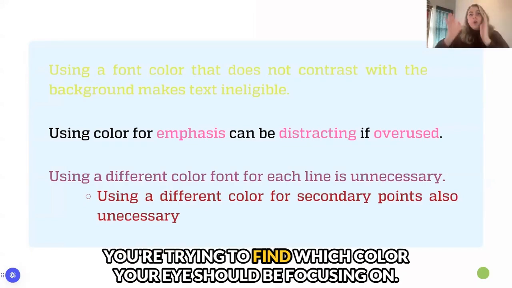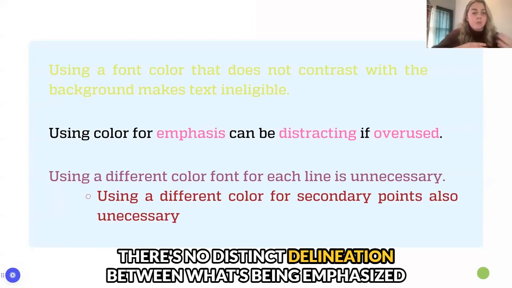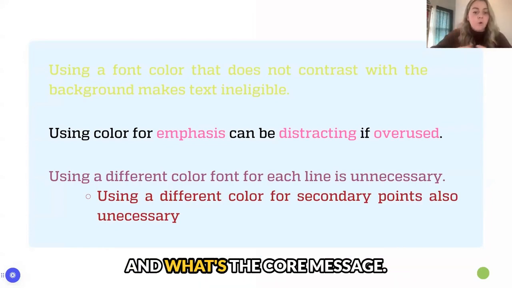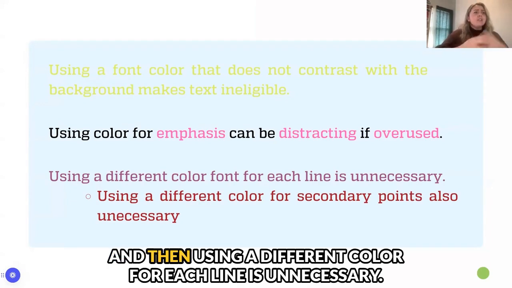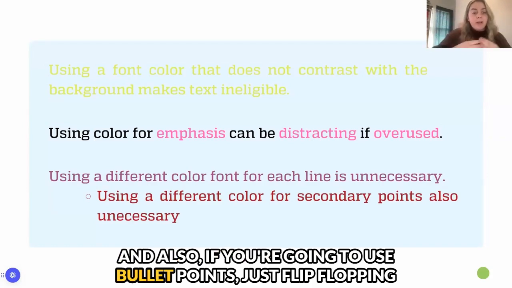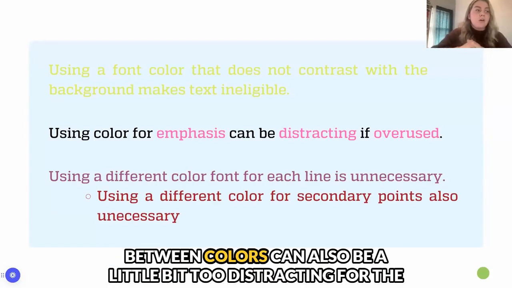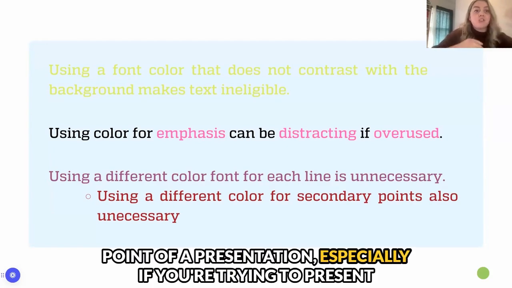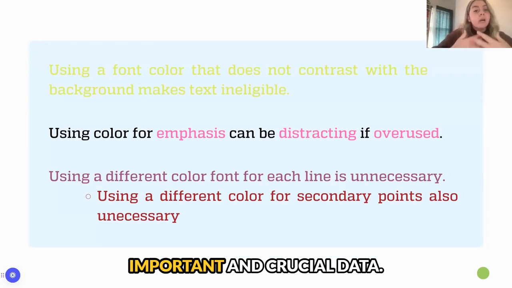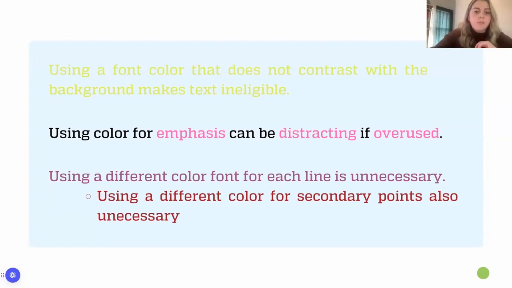You're trying to find which color your eye should be focusing on. There's no distinct delineation between what's being emphasized and what's the core message. And then using a different color for each line is unnecessary. Also, if you're going to use bullet points, just flip-flopping between colors can be a little bit too distracting for the point of a presentation, especially if you're trying to present important and crucial data.